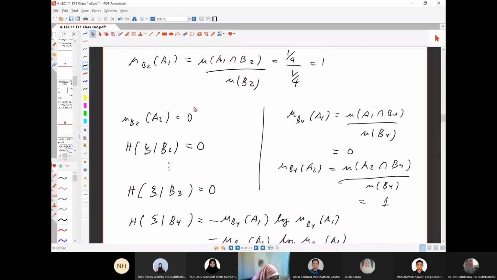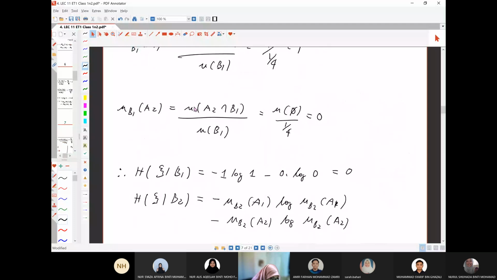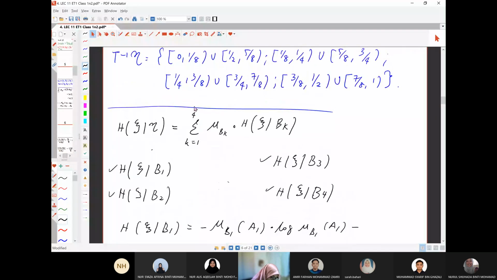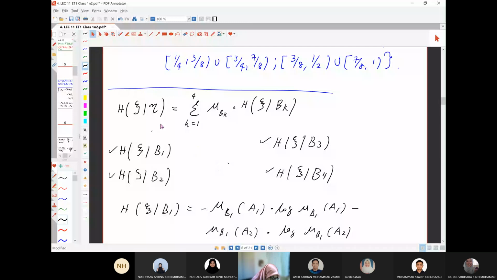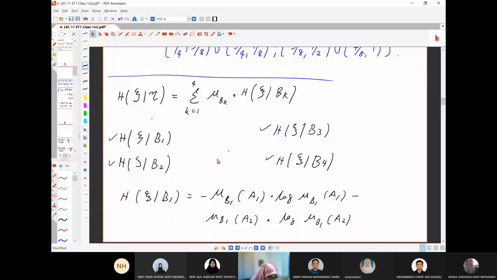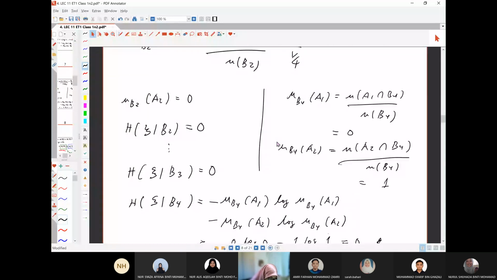Ni kan nak cari apa? Conditional entropy of this, right? This one you got all of them is 0 because the calculation semua 0, 0, 0, 0. If you take the average of 0, also you got 0. This one.